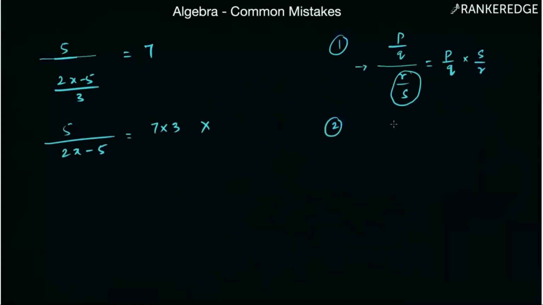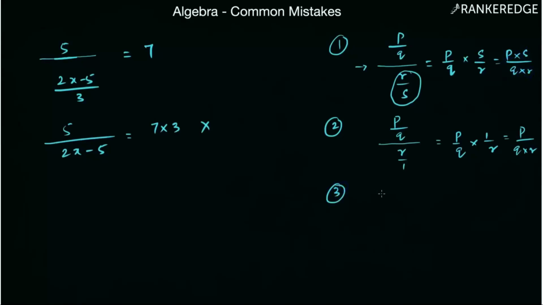Second one, if I have a fraction in the numerator but only a number in the denominator, you write this as p by q, convert the division symbol into multiplication symbol, and this r is nothing but r by 1. So take the reciprocal of that and write it as 1 by r. So this becomes p by q into r. Okay, and similarly this becomes p into s by q into r.